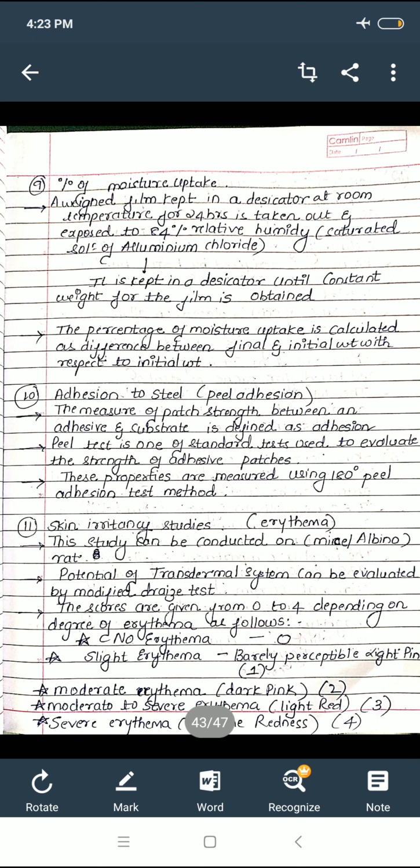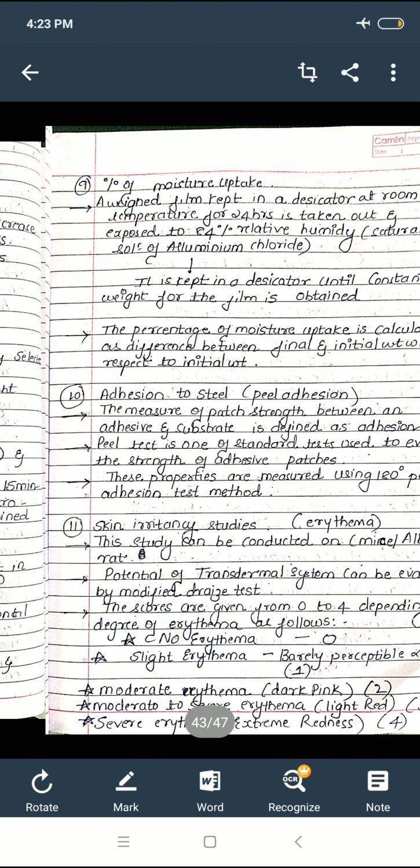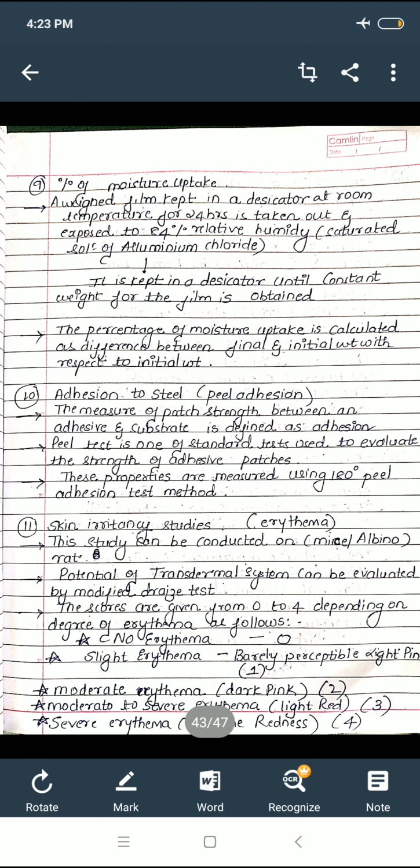If it is slight, that is barely perceptible light pink color, it's considered as 1. For moderate, it should be dark pink, then it is scored 2. For moderate to severe, it will be light red, and it is scored 3. If it is severe, then it is extreme redness, and it is scored 4.